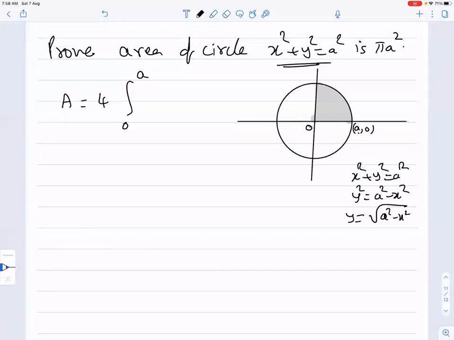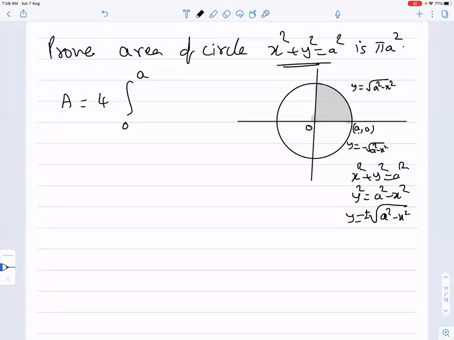Now there are 2 things here. See, either plus or minus should come. In a circle, you know, the upper portion is y equal to root of a square minus x square and the lower portion is y equal to minus root of a square minus x square. Correct, students? Because y coordinates are negative below and above it the y coordinates are positive.